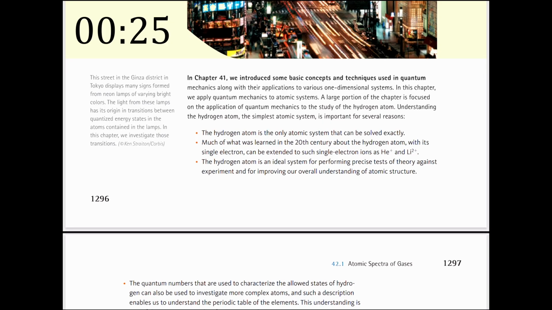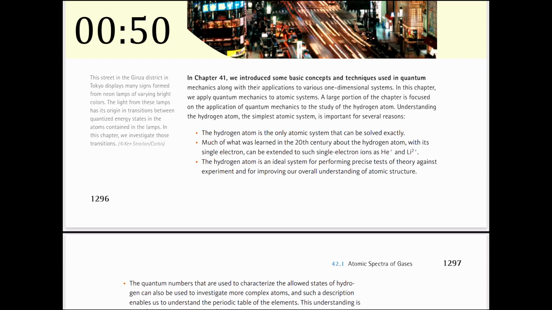In Chapter 41, we introduce some basic concepts and techniques used in quantum mechanics along with their applications to various one-dimensional systems. In this chapter, we apply quantum mechanics to atomic systems. A large portion of this chapter is focused on the application of quantum mechanics to the study of the hydrogen atom. Understanding the hydrogen atom, the simplest atomic system, is important for several reasons. The hydrogen atom is the only atomic system that can be solved exactly.